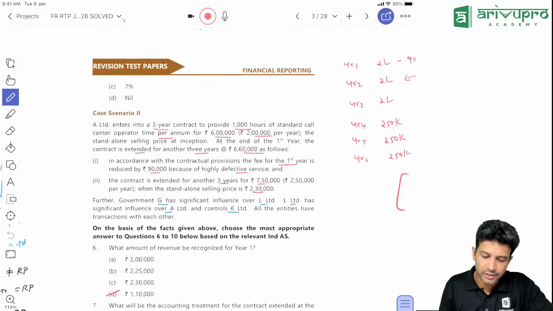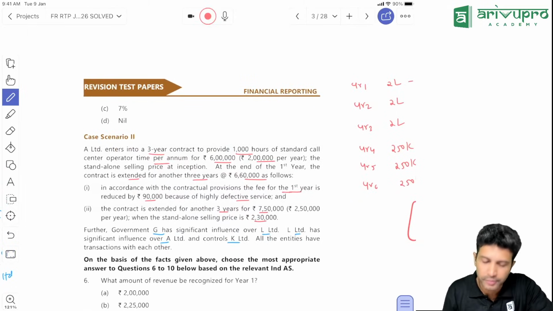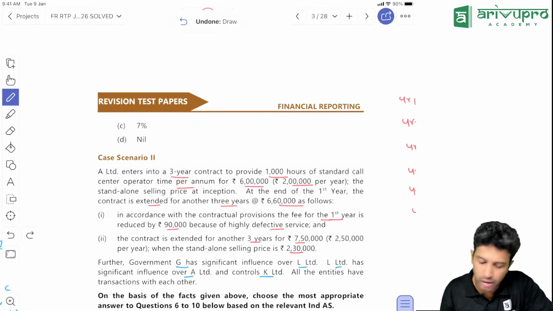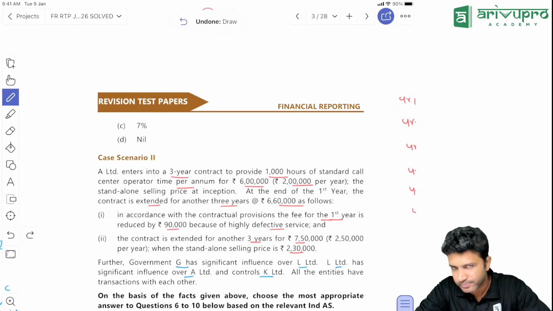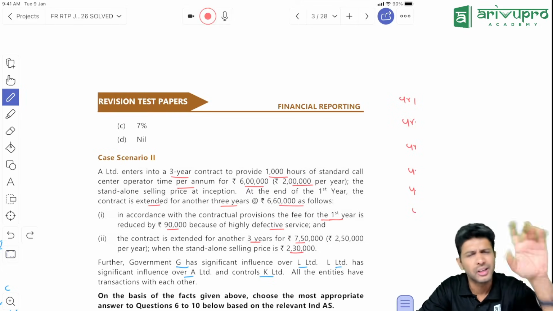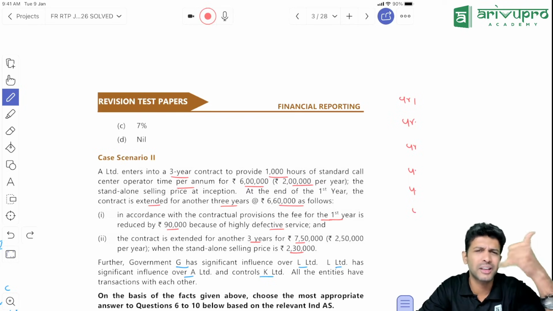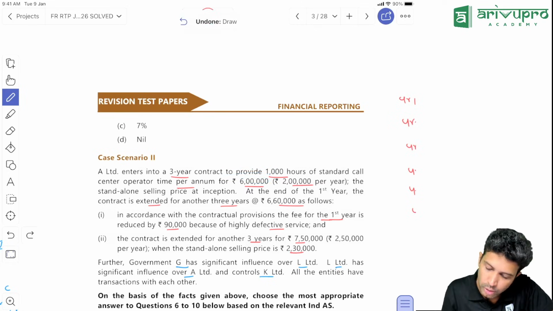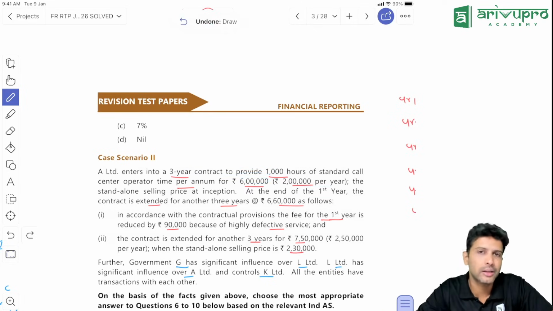Right, next case study. It's about Ind AS 115 revenue recognition. A Limited enters into a 3-year contract to provide 1,000 hours of standard call center operator time per annum. So we are giving a service. Someone has outsourced call center work to us. We will probably hire the employees and give 1,000 hours ka call center work, for 6 lakh rupees, 2 lakh per year. Every year 2 lakh for 3 years.